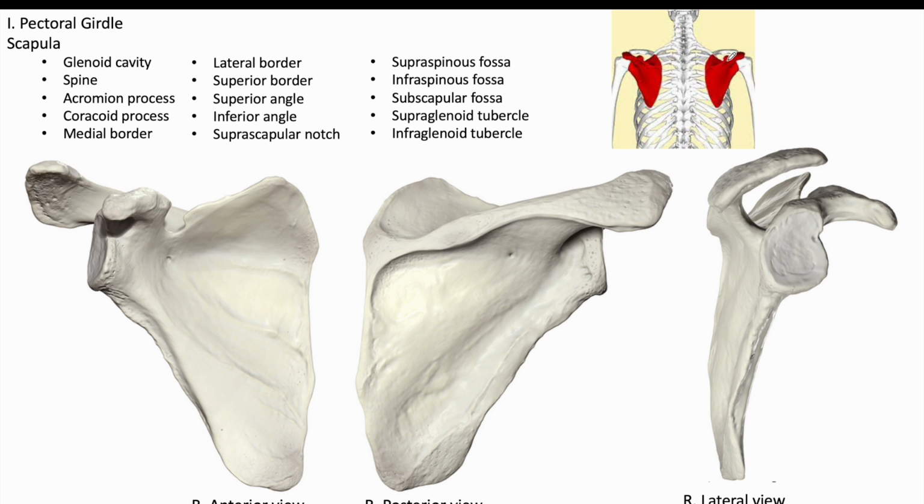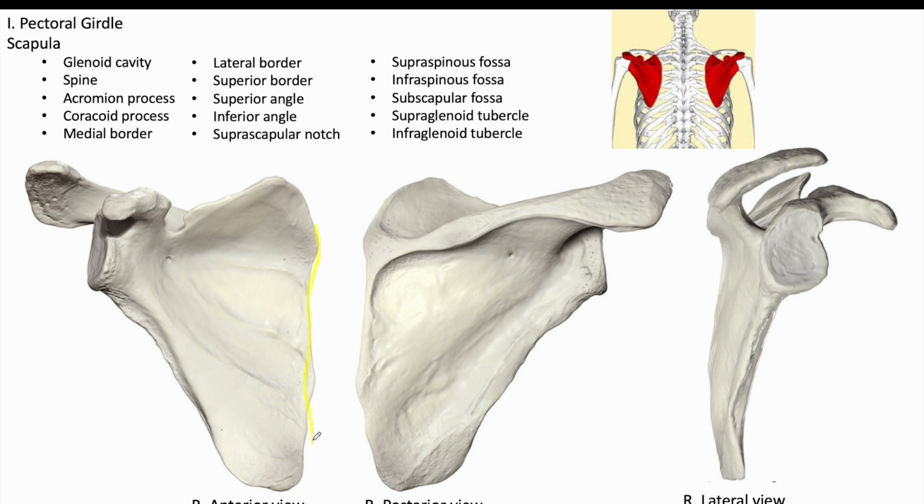So you can see here that the spine is pointing to the right side, so this is the posterior view of the right scapula. On this side, the spine is pointing to the left side, so this is the posterior view of the left scapula. Now, from the anterior view, this is again the right scapula that I'm showing. From the anterior view, this right here would be the medial border.